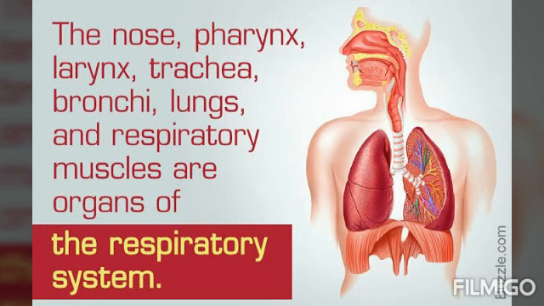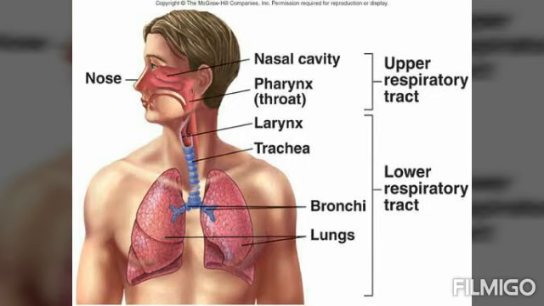Today's lesson is about the anatomy and physiology of the respiratory system. Anatomically, the respiratory system is divided into two parts. The upper respiratory tract, which involves the nose, pharynx, larynx, and trachea, whereas the lower respiratory tract involves the lungs and the bronchi. The upper respiratory tract filters, humidifies, and warms the inspired air, whereas the lower respiratory tract accomplishes gaseous exchange.